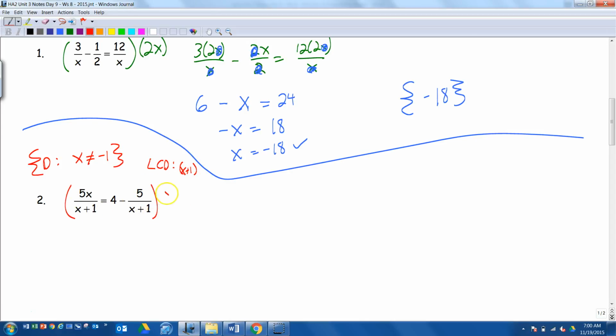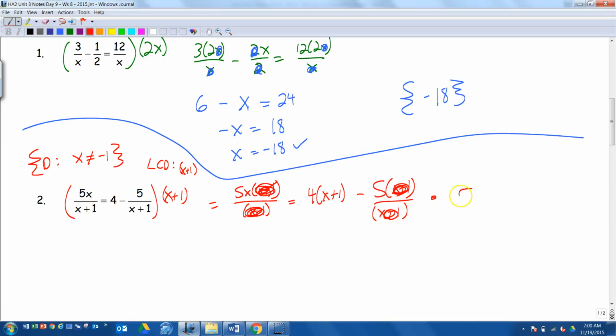So I'm going to multiply this whole equation by just x plus 1. On the top I get 5x times x plus 1 over x plus 1. So those will cancel. Equals 4 times x plus 1. That will not cancel. Minus 5 times x plus 1 over x plus 1. So now I can cancel out my x plus 1s. And I'm left with the equation 5x is equal to, this you want to distribute so you can solve it, 4x plus 4 minus just 5.